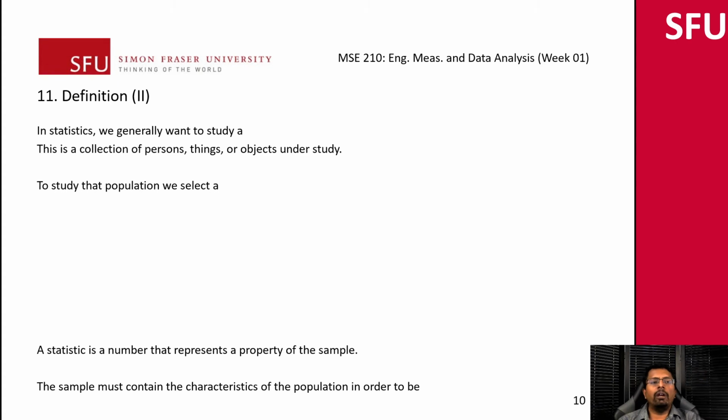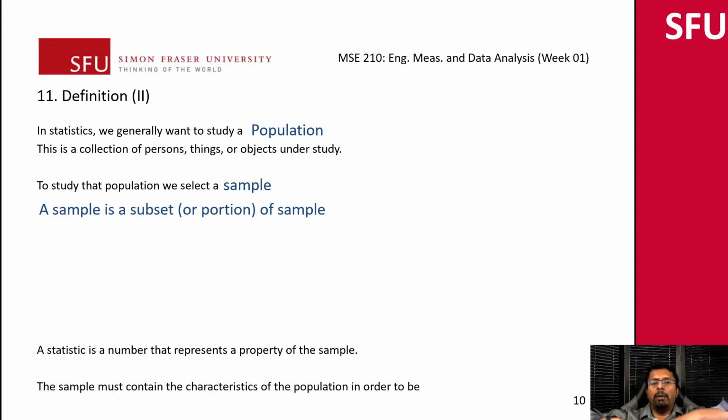Moving on, we will look at a few more concepts or definitions of statistics. First, in statistics, we generally want to study a collection of persons or things. This is known as a population. This is the collection of people or things that we're actually studying. To conduct the study in a population, we select a sample. If you think about a big jar of candy, we pick one, and that's sampling the population of candy. The sample is a subset.